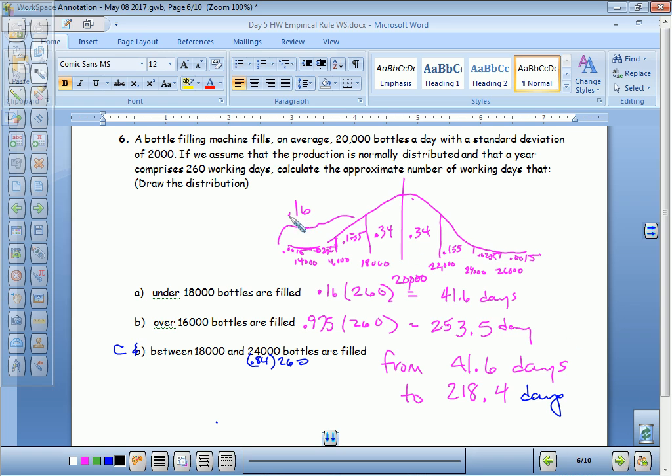Okay, and then this one was finding that area under the curve, which is the probability, and taking that probability and inferring it on the population. So if we did that probability times the number of days, this is what we would get. If we did this probability times the number of days, this is what you should expect. 253 and a half of those days, we filled over 16,000 bottles.